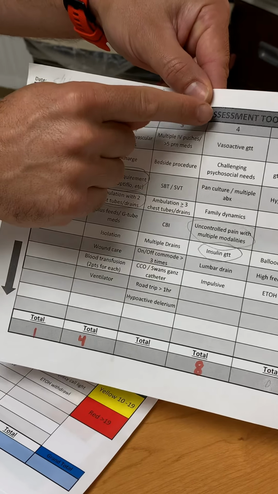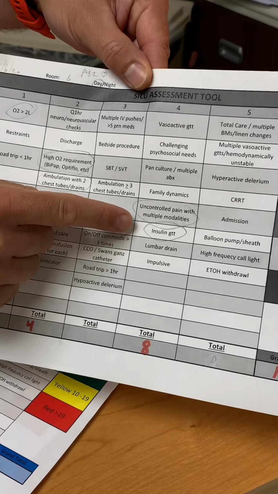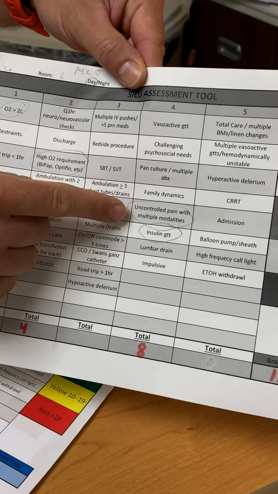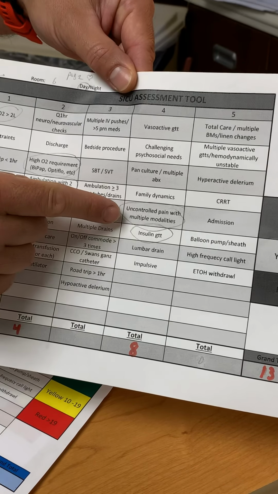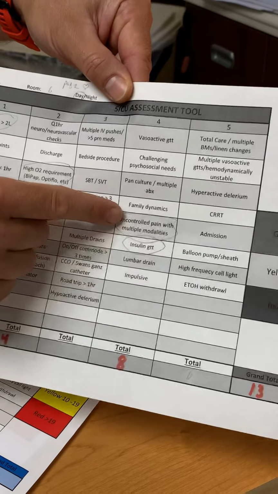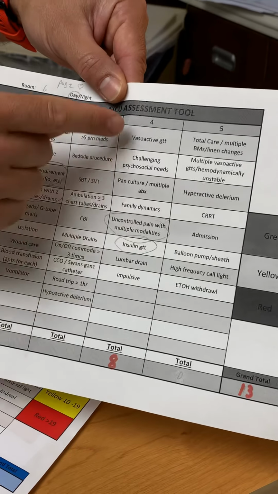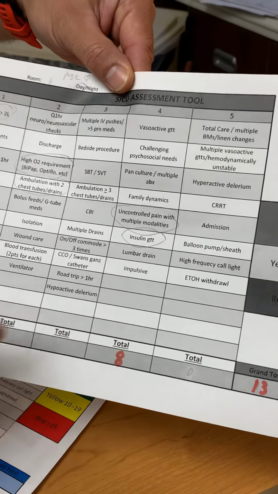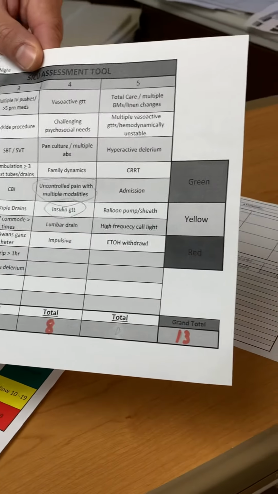So for instance, in this patient, column 4 is the next thing that identifies with this patient. He's on multiple pain medications, so he has uncontrolled pain despite multiple modalities. So that would get a circle. And he's still on an insulin drip, another circle. Each of those is worth 4, so you have 2 circles, so that totals 8. So from there, you just add those up along the rows, and you get a total of 13.